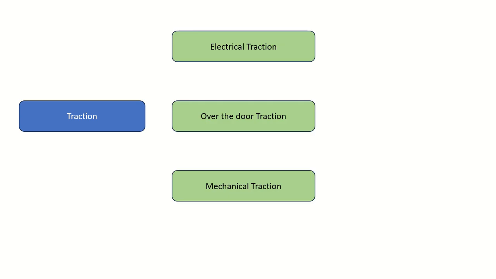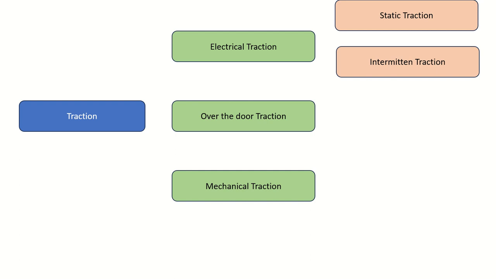Coming down to the several types of traction, it can be divided into electrical, OTD traction, that is over the door traction, and mechanical traction, where electrical traction can be further divided into static and intermittent. Sorry for the spelling mistake, it is intermittent.